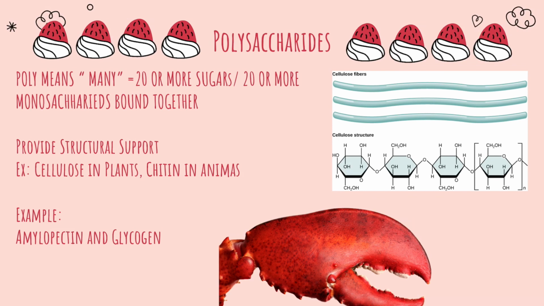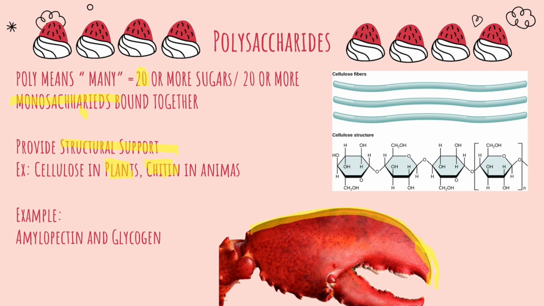Last but not least, we have polysaccharides. Now, polysaccharides are known for their structural support, and they're usually about 20 or more monosaccharides. I spelled monosaccharides wrong, I'm sorry. 20 or more monosaccharides bonded together. That's a lot, because there could be just like infinite amounts. But you can find them in plants, like the cellulose of plants, and chitin in animals.